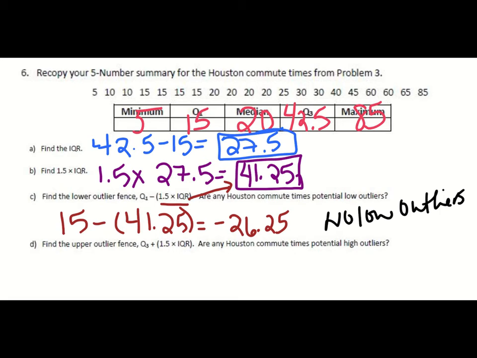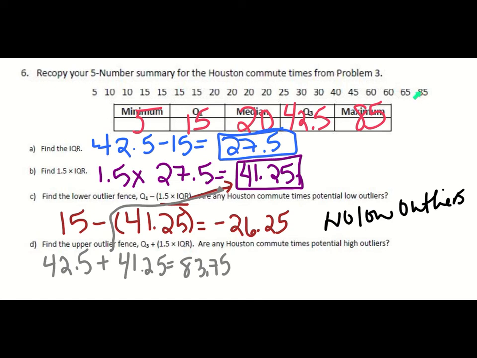And then for my upper outlier fence, you're going to do your quartile 3, which was my 42.5, plus, again, my 41.25, is going to give me my 83.75. So now I just need to look up here, and I need to see if there's any of these numbers on this list up here that are above 83.75. And so there's only one number above 83.75, which is the 85. So this is considered my outlier.